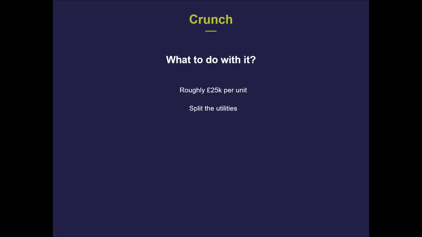Because obviously, if you're going to do a title split, and each flat is responsible for its own bills, you also need to split the utilities. Now, that can be quite an expensive process. The way that we work out whether that's going to affect our profit margin is we put aside £1,000 per utility per unit to cover those costs.